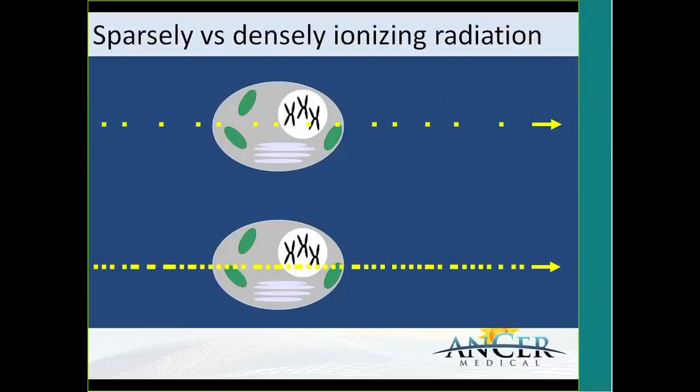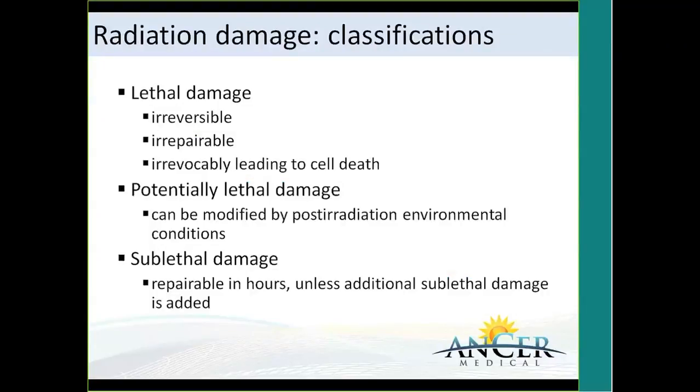The reason that this is important is because depending on the type of radiation and depending on some other factors and dose rate, which we'll talk about in a minute, you can have different types of cell damage. So you can have lethal damage, which is irreversible. It cannot be repaired, and it leads to cell death.